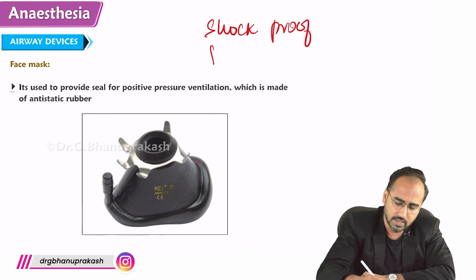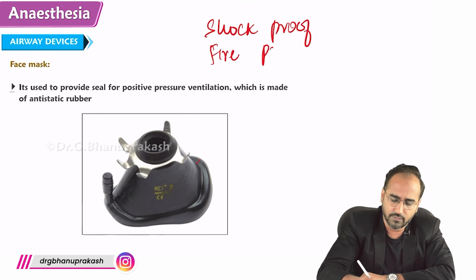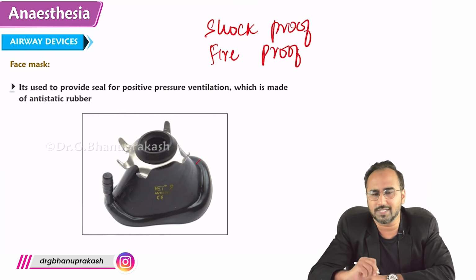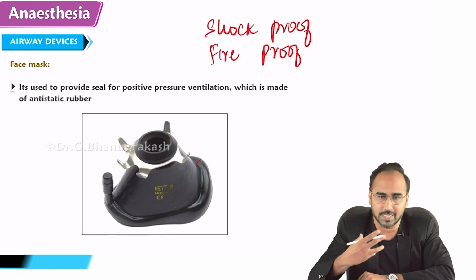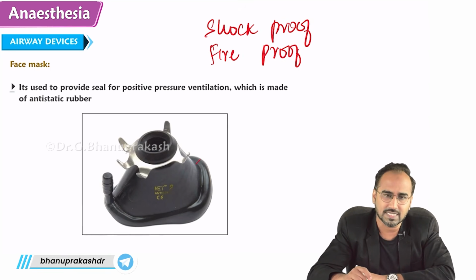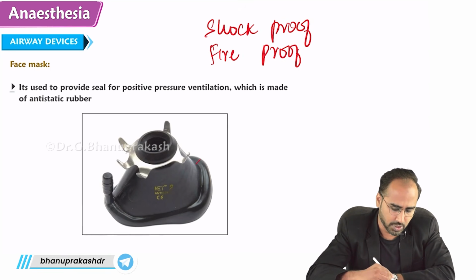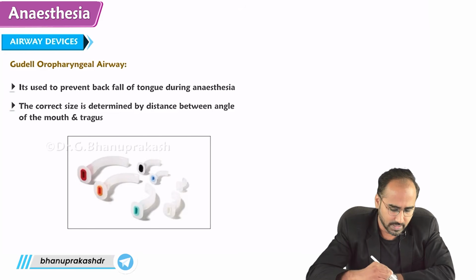Shock-proof and fire-proof. Meaning what? If there is any shock-like incident or fire-like incident happening in the operation theatre, it won't be transmitted to the patient. Why? Because the face mask is made up of shock-proof and fire-proof rubber.